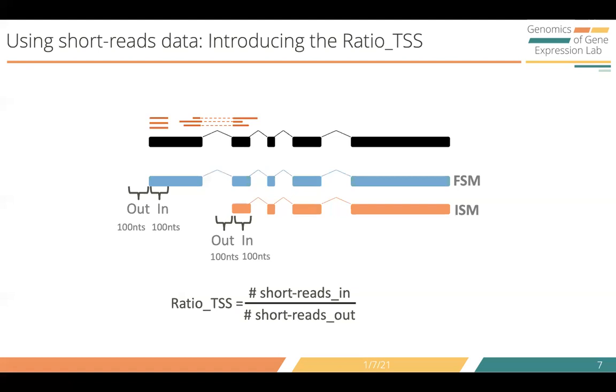CAGE data are not always available, and in case Illumina data are, SQANTI calculates the ratio of short reads around the transcription start site of the transcript model. If the TSS is correct, we expect a high value of this ratio, and if the transcript model is an artifact, we expect the value to be around 1.